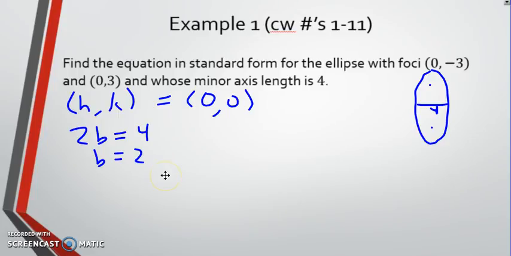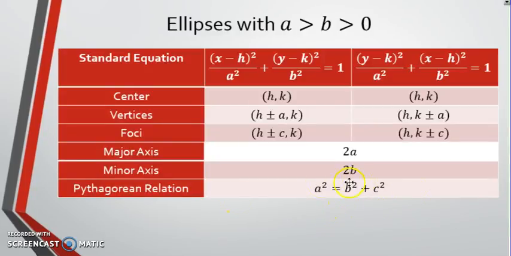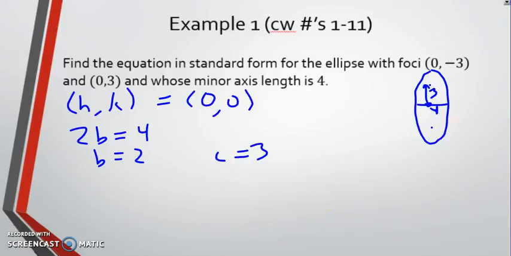Now, the only other value that we're missing at this point is the value a. However, since they gave us the foci, if you look at the distance from the center to the focus, that length was 3, which means that c equals 3. Now, c isn't actually used anywhere in the equation for an ellipse, but it is useful down here for the Pythagorean relation: a squared equals b squared plus c squared. We don't know a squared yet, but b squared, 2 times 2, is 4, and c squared, 3 times 3, is 9. So now I know that a squared equals 13.